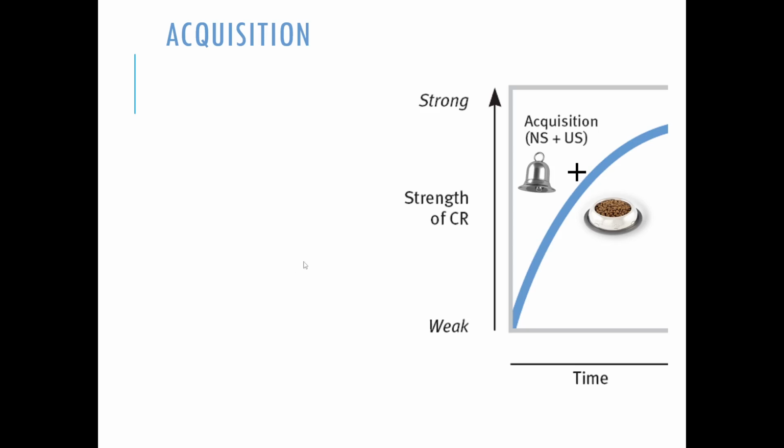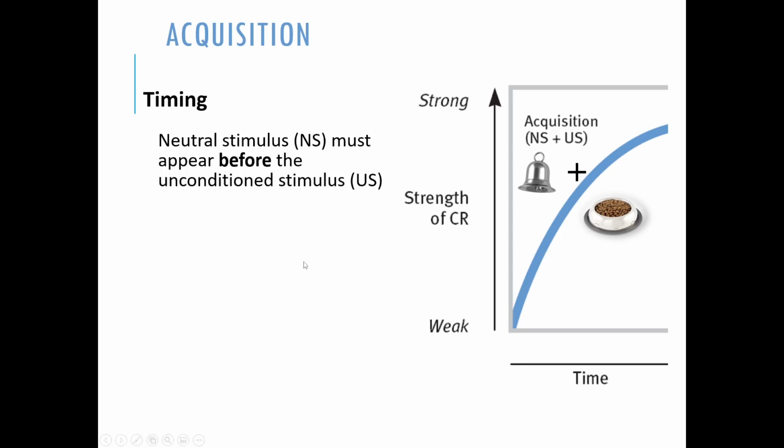All right, so acquisition. First off, timing is really critical. The neutral stimulus must appear before the unconditioned stimulus. So you have to ring the bell before you present the dog food. If you don't present the neutral stimulus first, the dog is already eating the dog food and hears a bell. The bell's not predicting anything.